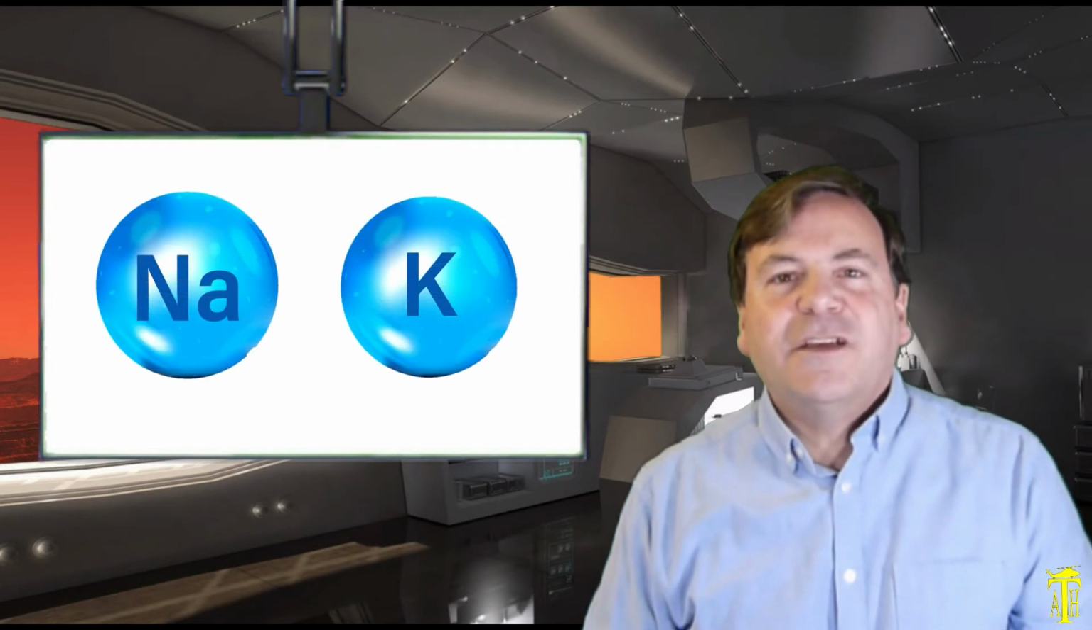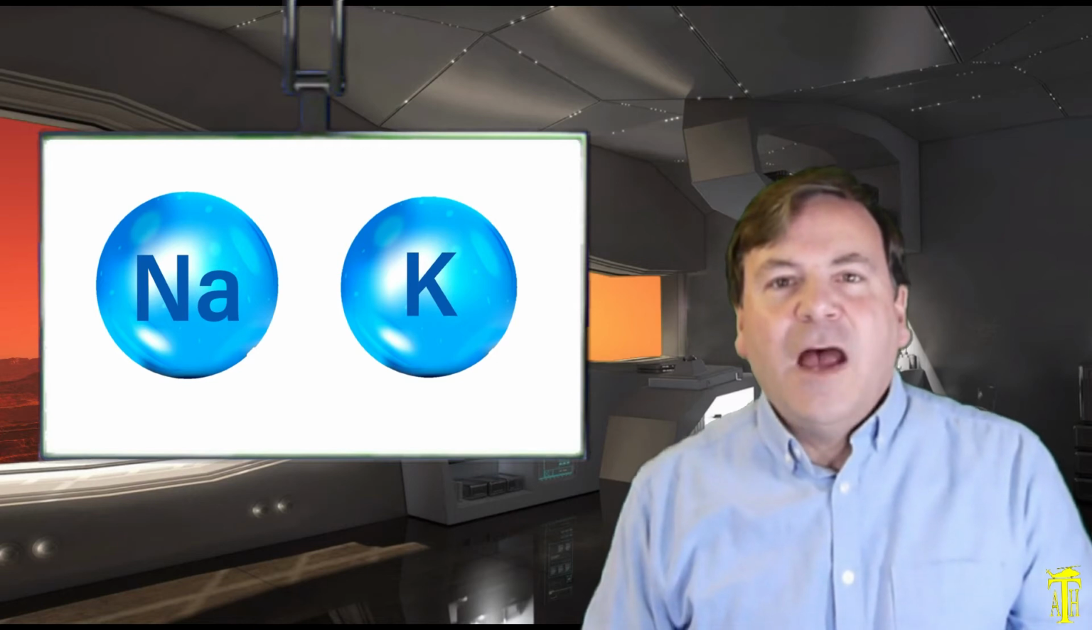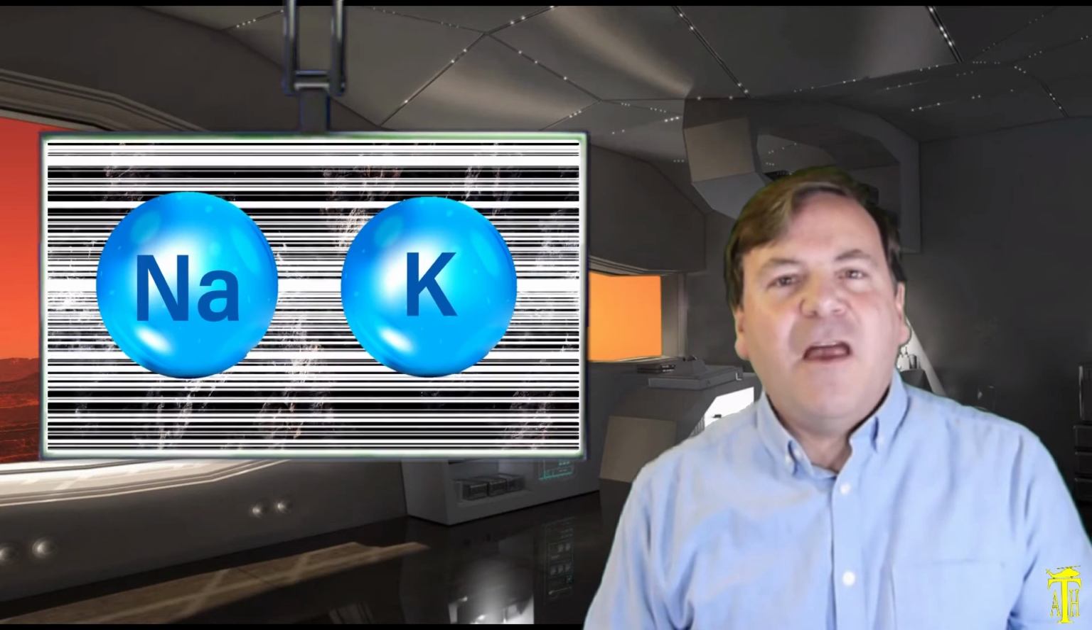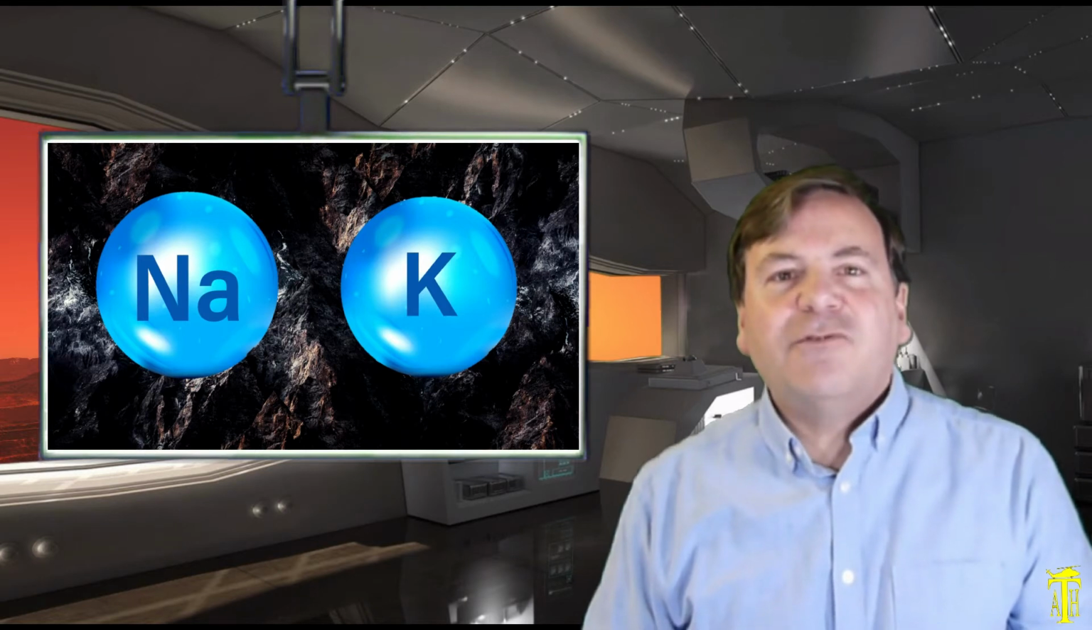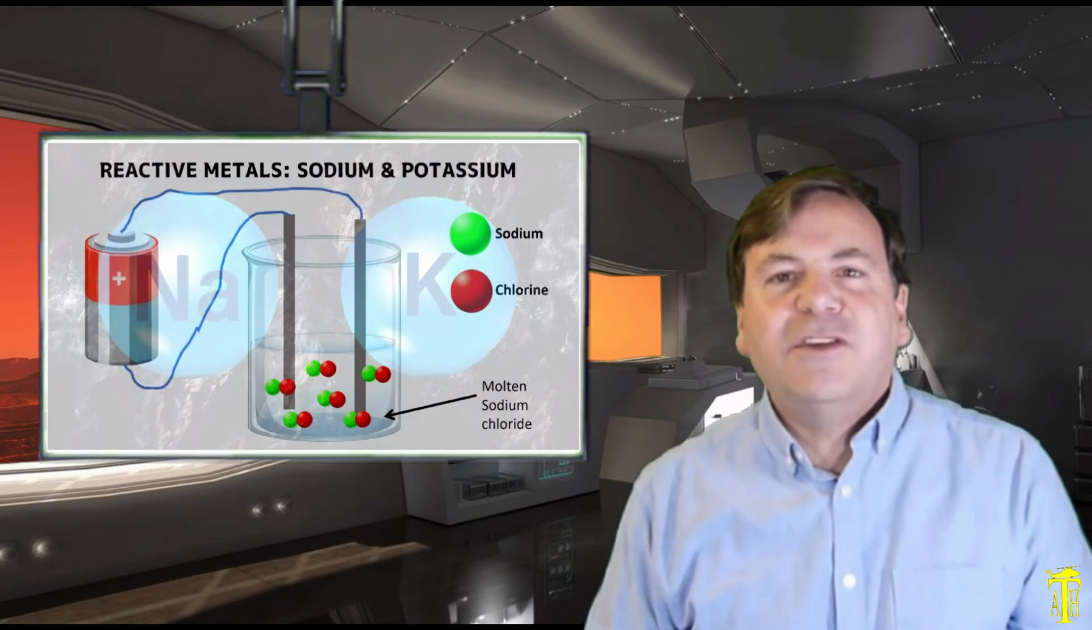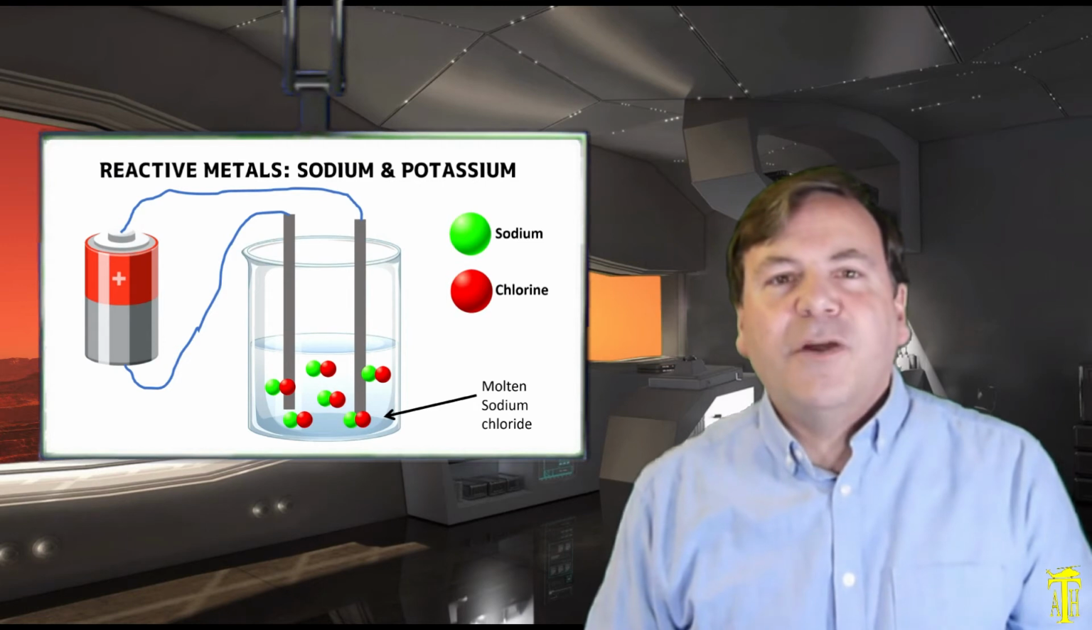Reactive metals such as sodium and potassium are very reactive and also found as compounds in the Earth's crust. They're very difficult to remove from their ores chemically as they are so reactive. So we extract reactive metals from their compounds using electricity by a process known as electrolysis.